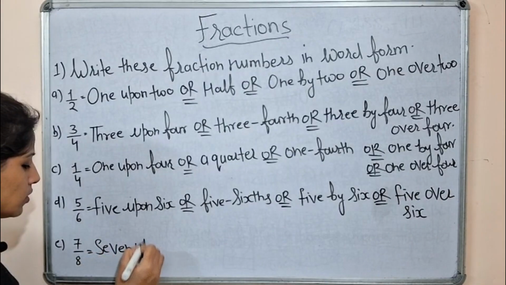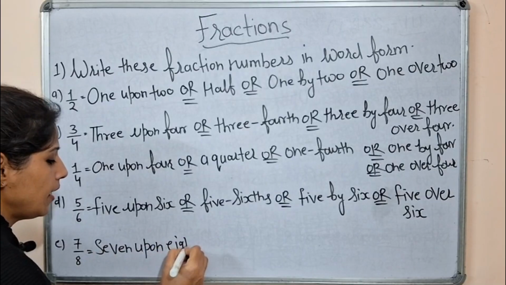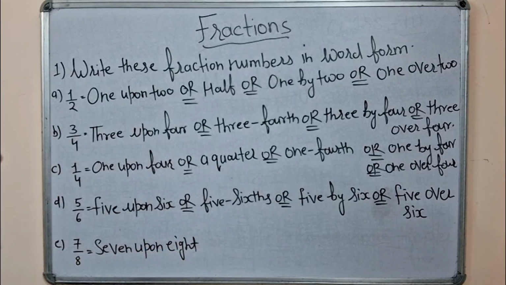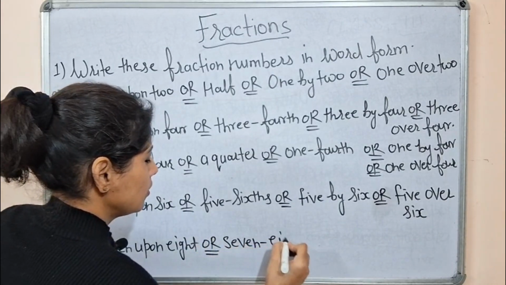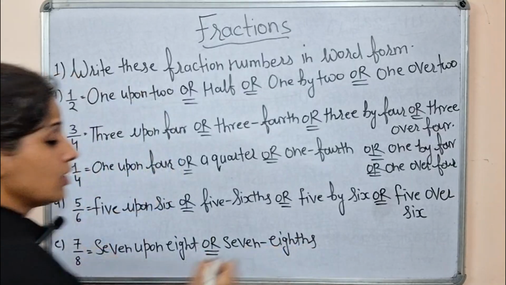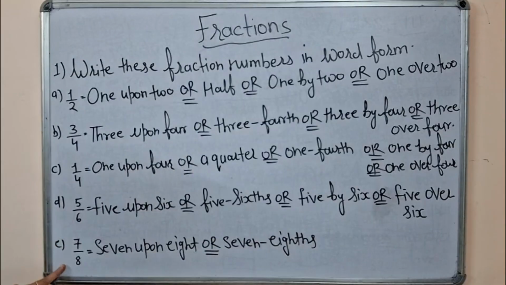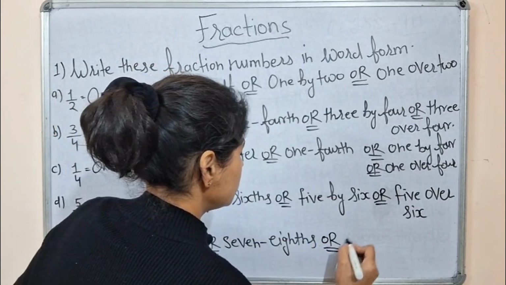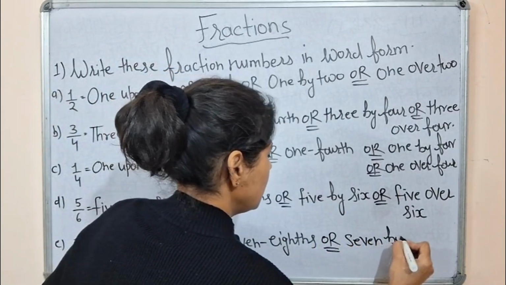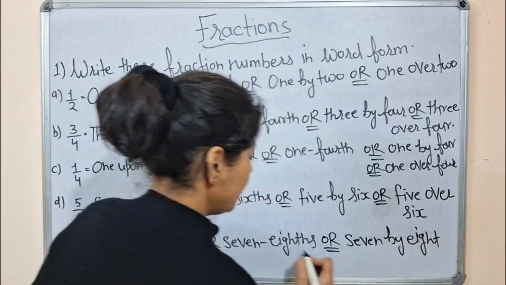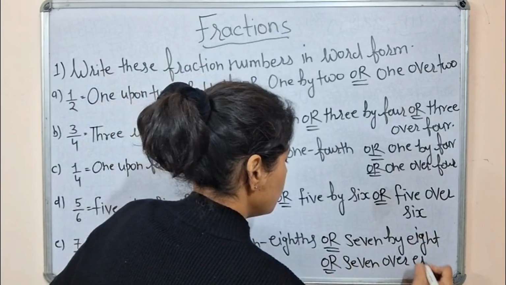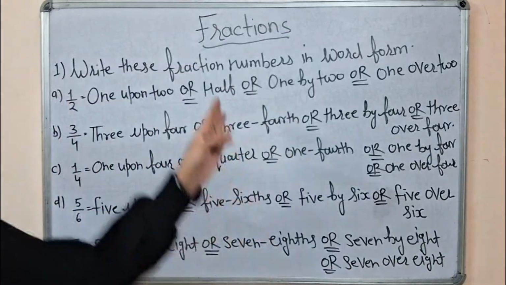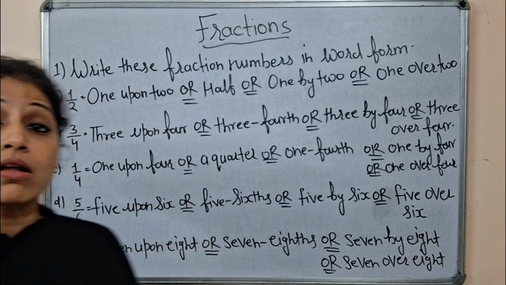And the last part, 7 upon 8. Correct? 7 upon 8, or seven eighths. That means 7 parts out of 8 equal parts of a whole, one thing. Or 7 by 8, and the last one is 7 over 8. So children, I have done multiple parts so that you can learn it forever.